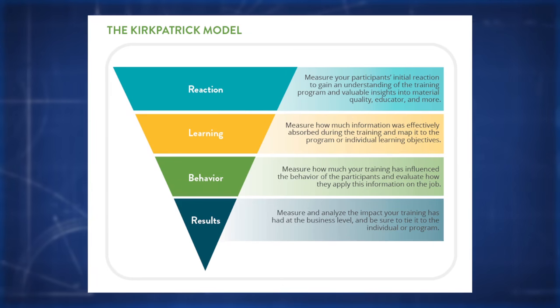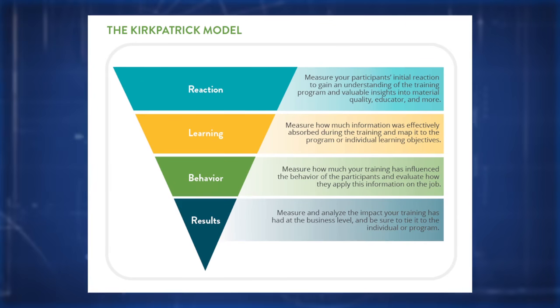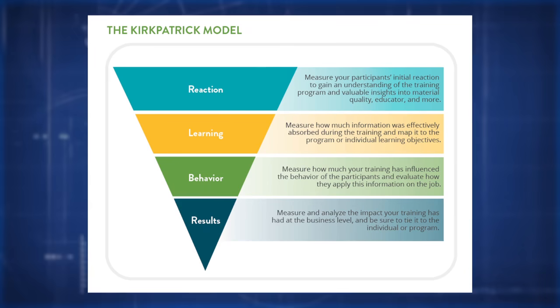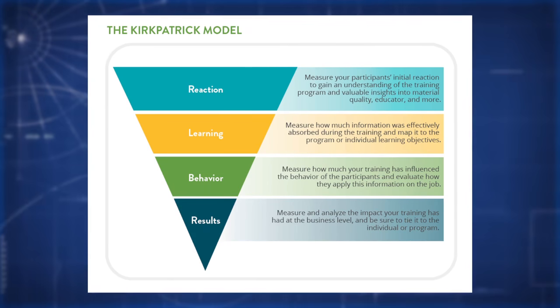These are the 4 levels of the Kirkpatrick model. In the learning process, these models can be followed. Then only we can get a good learning process.